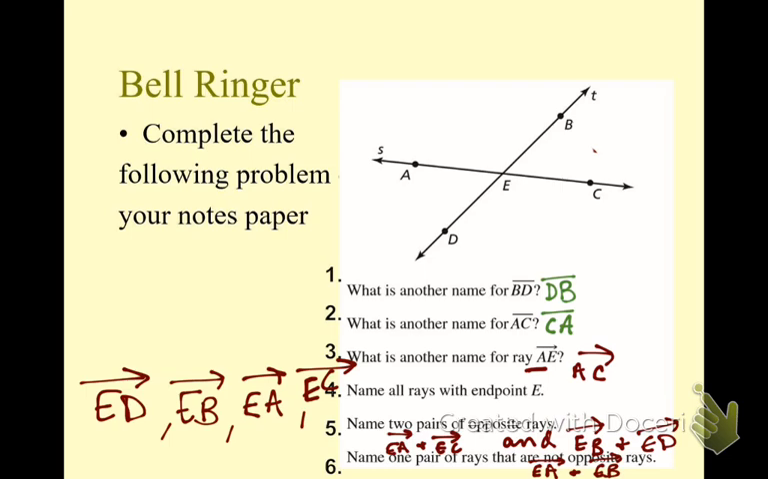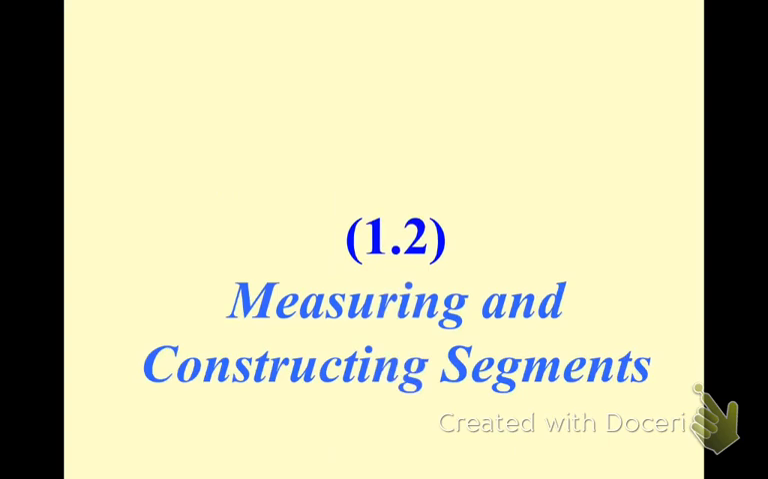Okay, so EB is not an opposite ray with EC. You could have named EC and ED, ED and EA, any of those. So just a pair that are not opposite. We are going to learn 1.2. It is a pretty simple section. You're going to learn some new terms. But here is the gist of the most important part.